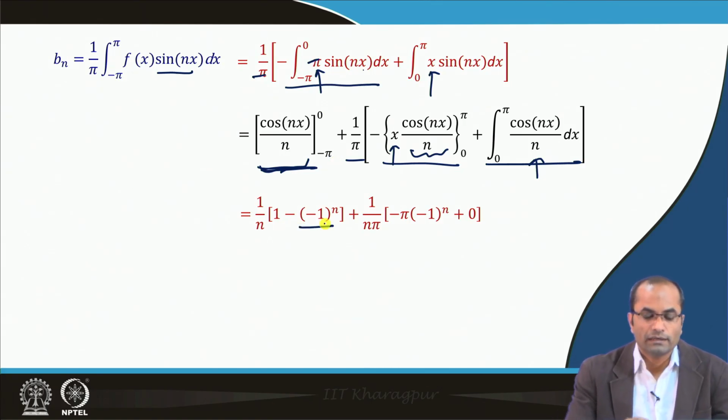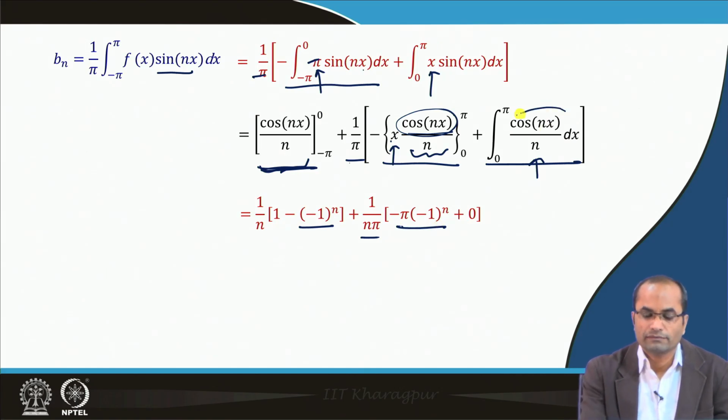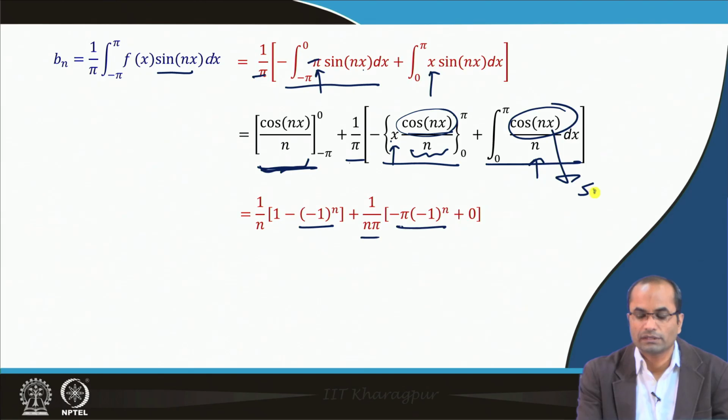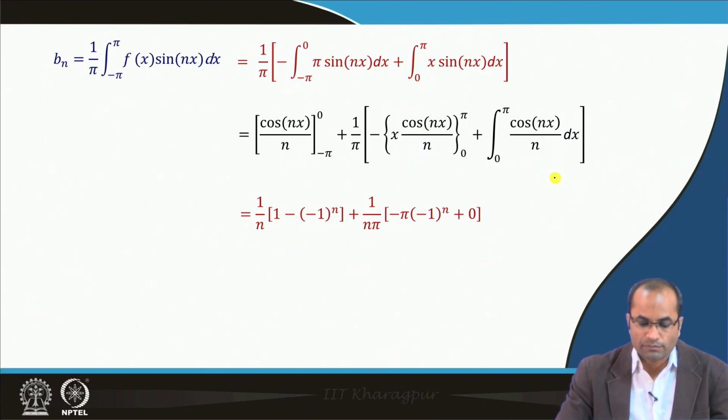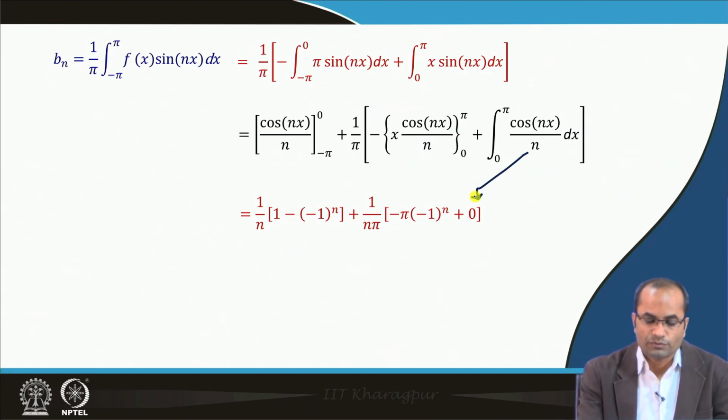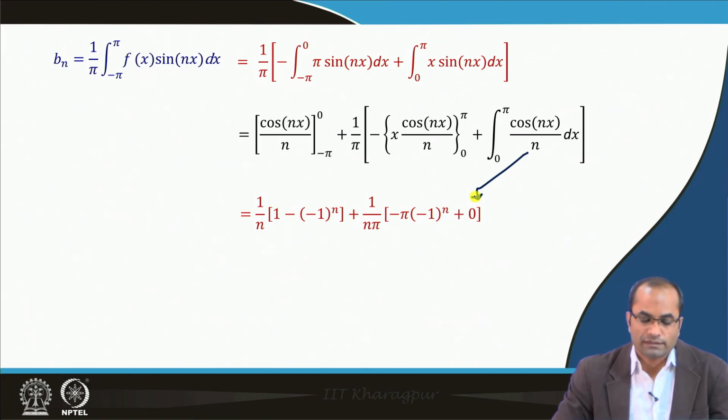which is (-1)^n, and then in this second case we have 1 over n pi, and here we will get with pi, and then cos nx will give (-1)^n. And in this case when we integrate this, this will become sin nx divided by n squared. But when we substitute the limits, the upper limit or the lower limit, because of the sine function, this will become 0. So, that is the contribution of the last integral as 0.